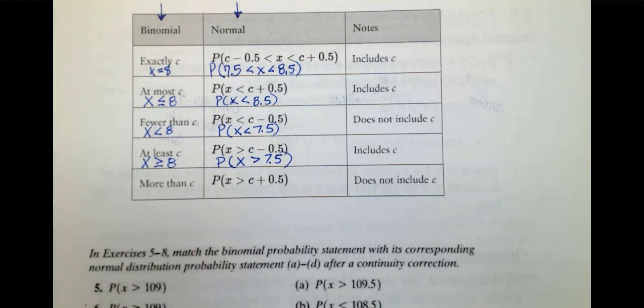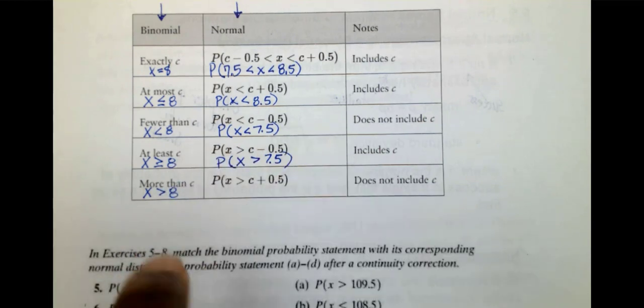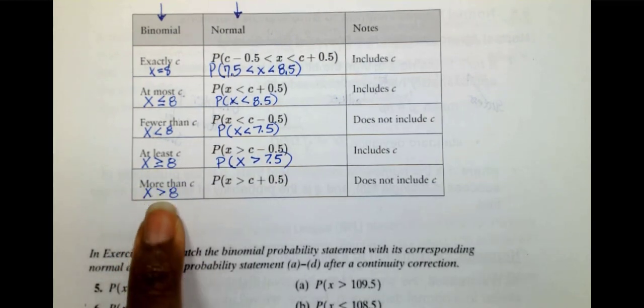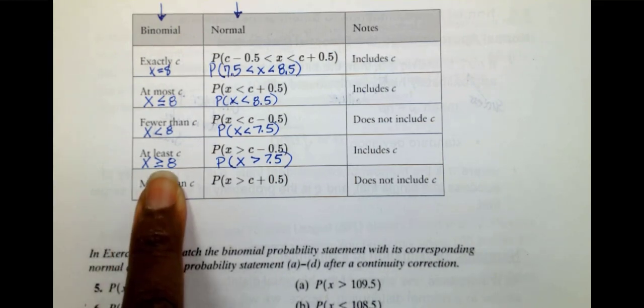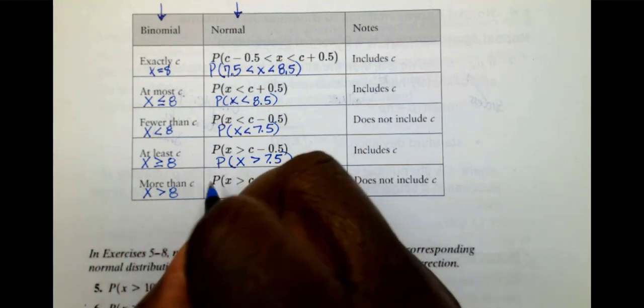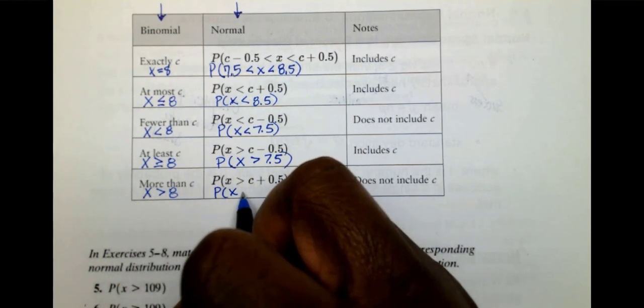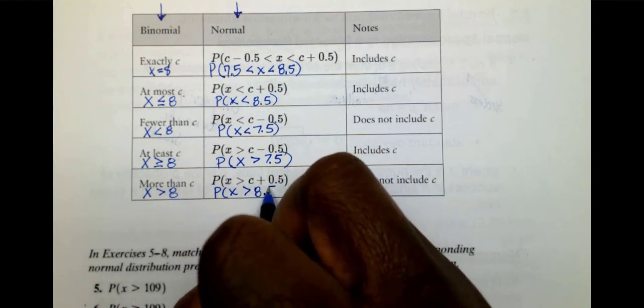Alright, more than C. More than C means I want everything above it, but I don't want that number. So I don't want that number, just everything above it. And that's why that equal sign and not equal sign is there as well. So this means I don't want the number, but I want everything above. This means I want everything above and I want the number. So this time I don't want 8 to be included, so I'm going to add the 0.5.